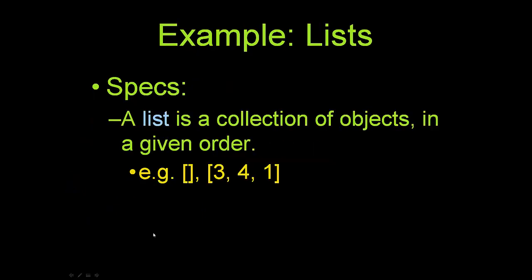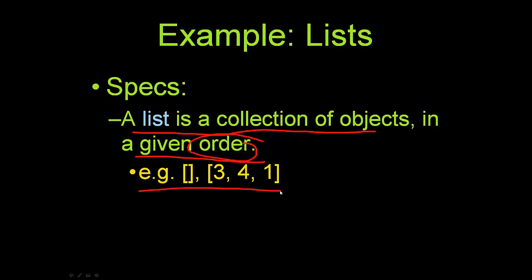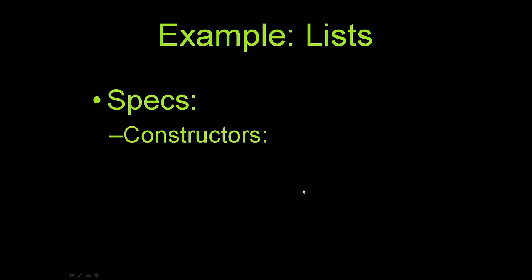Suppose we want to implement the list as a data structure. Let's take a look at how we would map out the specifications. A list is a collection of objects in a given order. So order is important. For example, you can say that this is an empty list, and this is a list of 3 objects: 3, 4, and 1. You have constructors for the list. There's a list function, and there's also this empty list constructor.